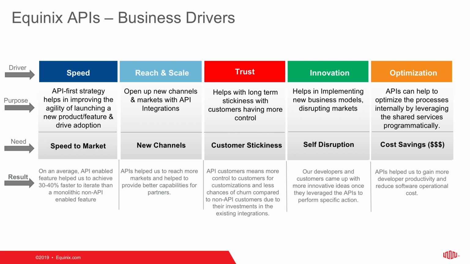And the last one is optimization, where we are trying to use our APIs to optimize processes internally. Basically, it goes to the automation part, where it has helped us reduce software complexity and also operational cost. Because as we know, APIs typically help us generalize as well as specialize in certain business areas. So we have seen some cost savings around that.